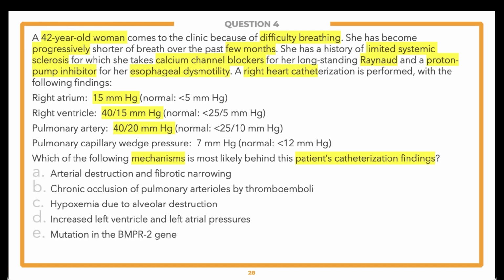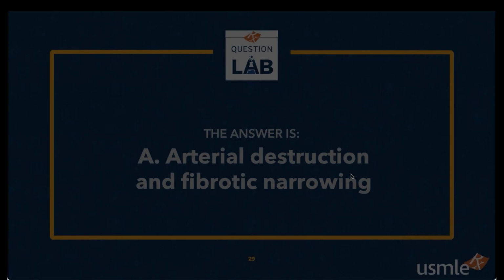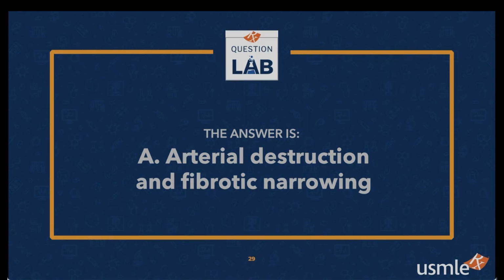Okay, I'm closing it, and let's share the results. So let's see, where are we at? Half of you went with answer choice A, arterial destruction and fibrotic narrowing. Chronic occlusion of pulmonary arterioles by thromboemboli came in second. Mutation in the BMPR2 gene came right after that. And increased left ventricular and left atrial pressures also scored double digits. But again, a pretty strong consensus on this one. So let's hide the results and share the answer. And you guys did it again. Answer choice A, arterial destruction and fibrotic narrowing.